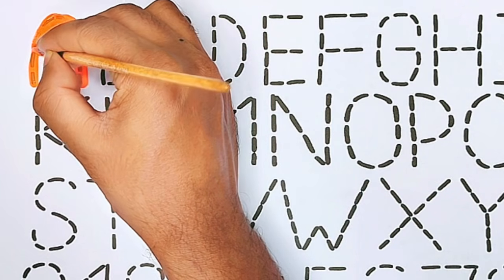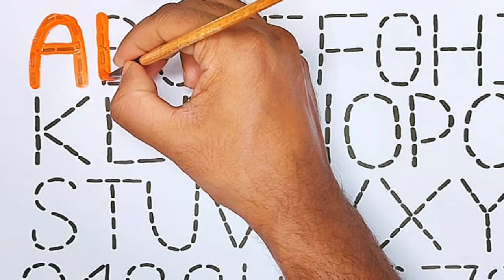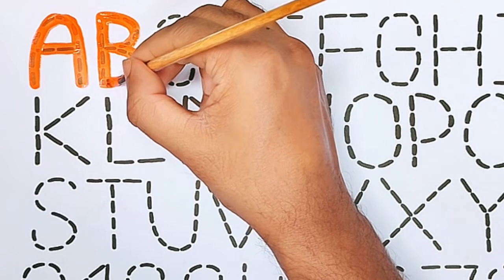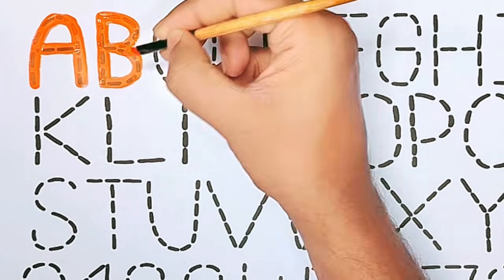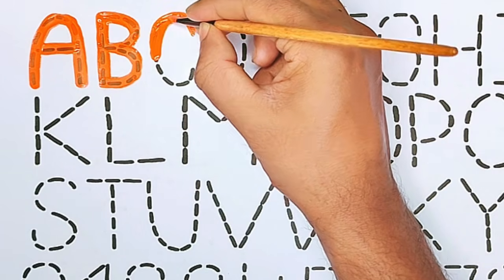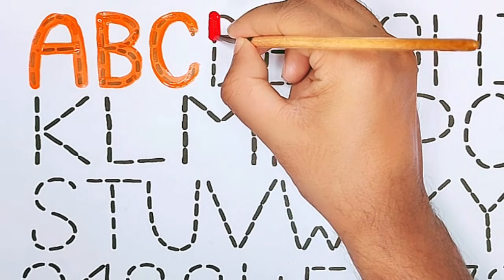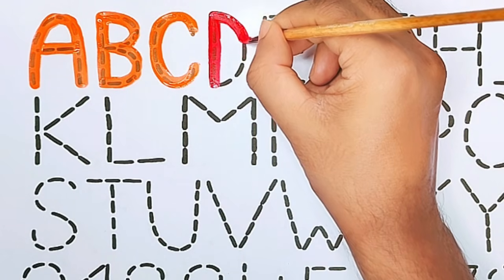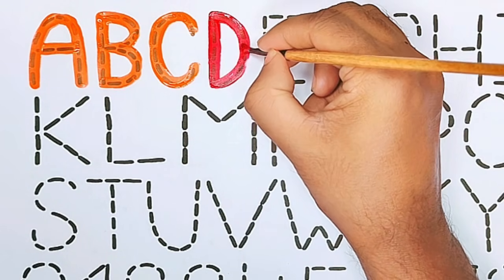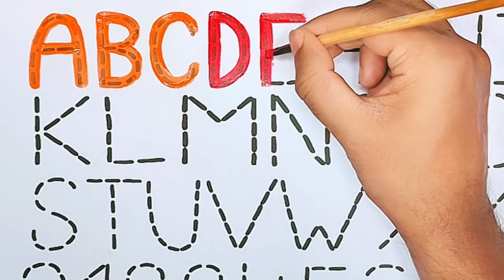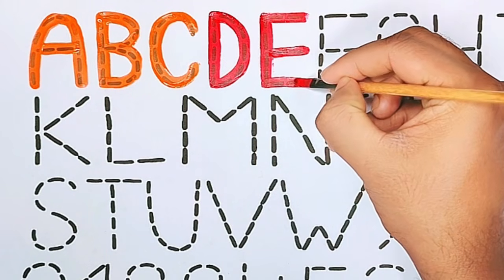A for ant. B for banana. C for carrot. D for dress. E for egg.